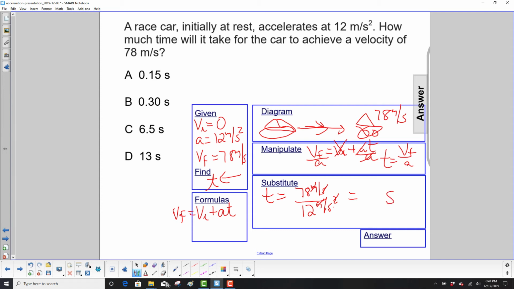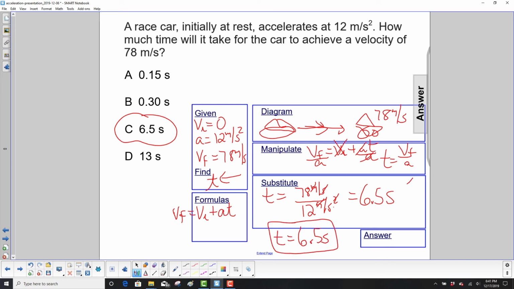And what's 78 divided by 12? Well, let's see. 6 times 12 is what? 72. And then take half of 12, that's 6, add that to 72, we get 78. So this is going to be our answer right here: 6.5 seconds. And we'll write that down here, just the answer, 6.5 seconds. And we'll put a box around it.